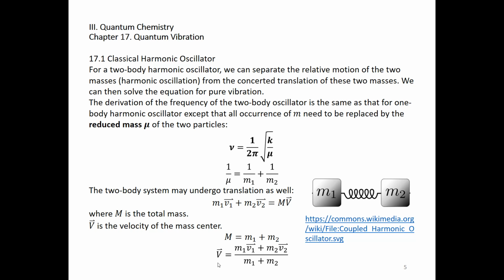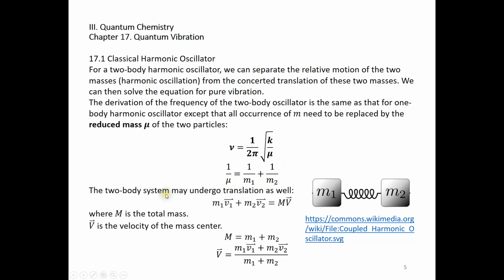The derivation of the frequency of the two-body oscillator is the same as that for the one-body harmonic oscillator, except all occurrences of m need to be replaced by the reduced mass, and in the end we have the ordinary frequency nu to be 1 over 2 pi times the square root of k over mu. 1 over mu is 1 over m1 plus 1 over m2. Mu is smaller than m1, and mu is smaller than m2.